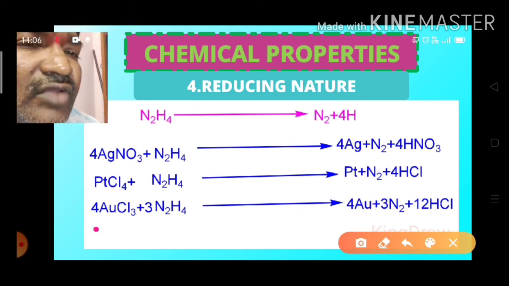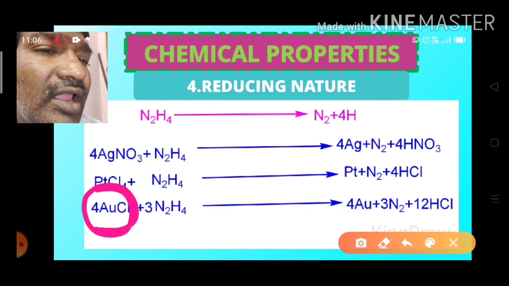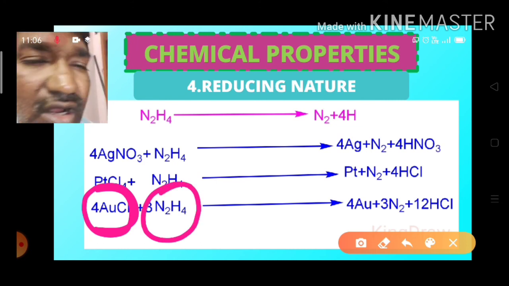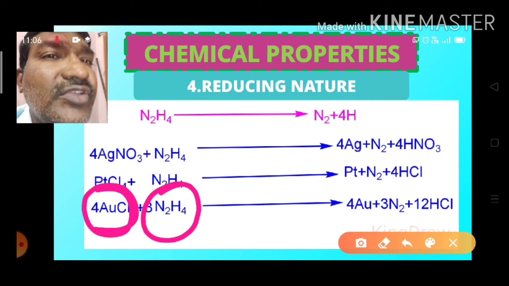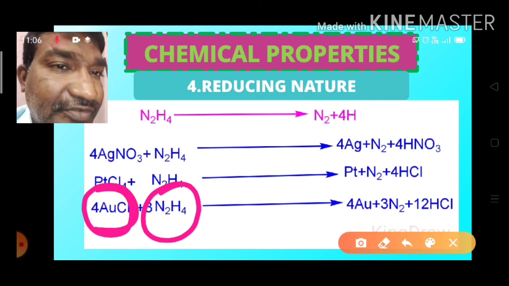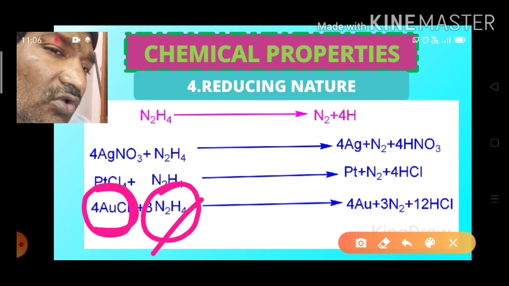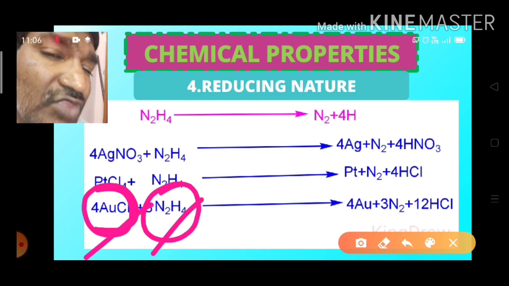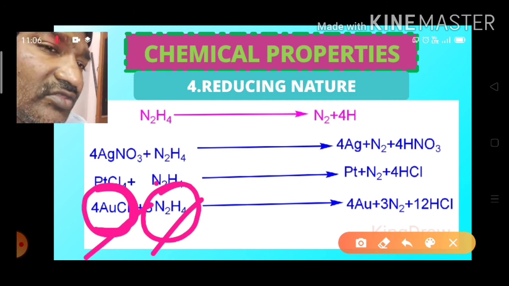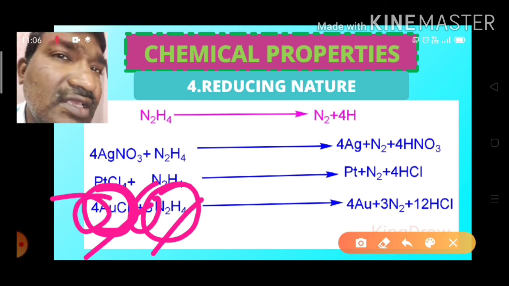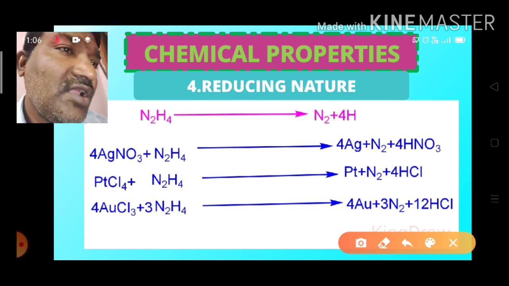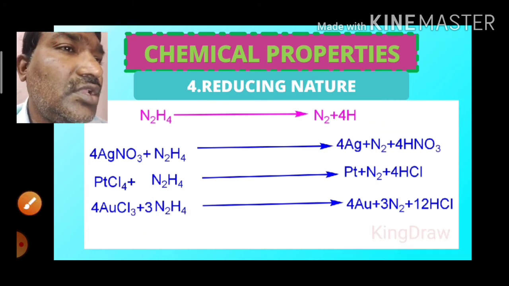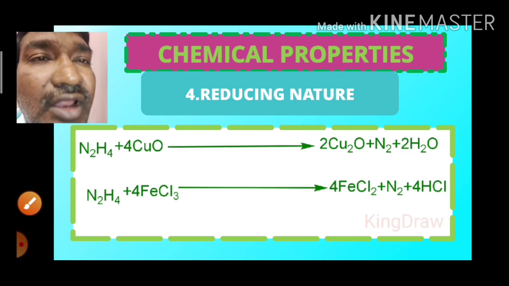In auric chloride we have 3 chlorine atoms, and here each hydrazine gives 4 hydrogen atoms. So what do we have to do to balance the reaction? Simply we have to exchange the subscripts. Here we have 4, and in auric chloride we have 3. So we will write 3 here and 4 here. Like that we can easily balance these reactions. Next we move on to the next reaction.